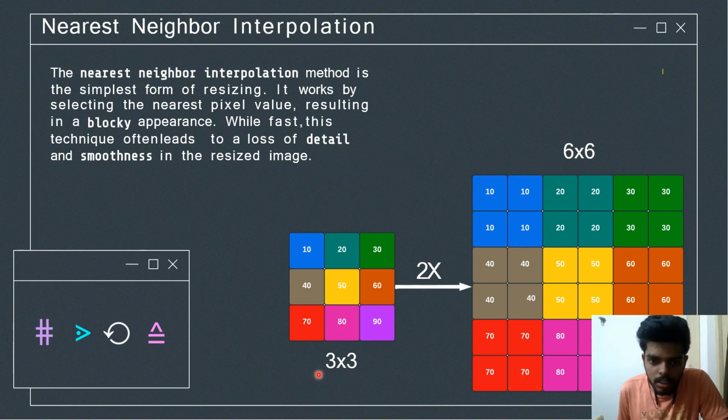As you can see in this illustration, we have upsampled a 3 cross 3 image to 6 cross 6. These pixels have simply copied their neighbor pixel values, right? Overall, the image looks fine, but the image has a very blocky appearance, and there will surely be a loss of smoothness and a loss of detail. Right? Let's look into the code of this.